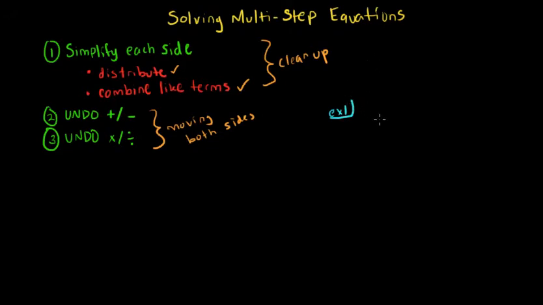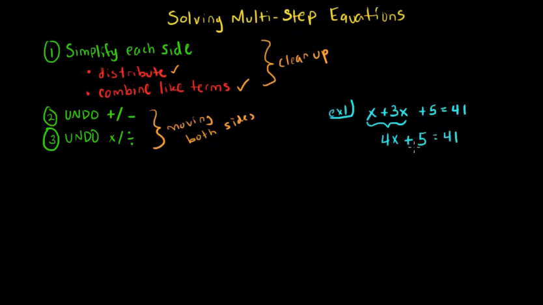And let's say we're doing x plus 3x plus 5 equals 41. So my first step is I want to simplify each side. I see some like terms to combine, so I should do that first. x plus 3x, that's 4x. So now I have 4x plus 5 equals 41.